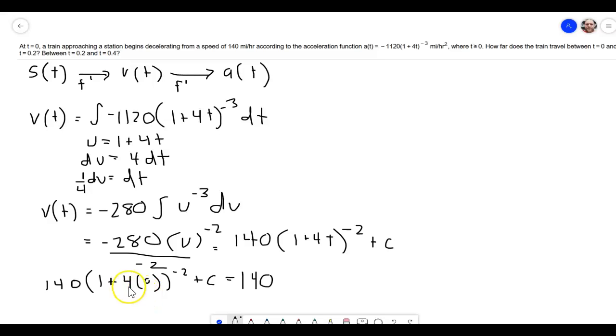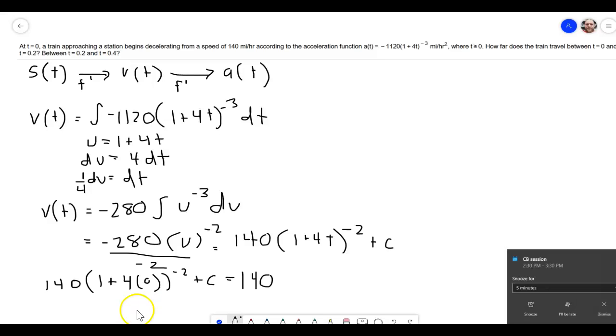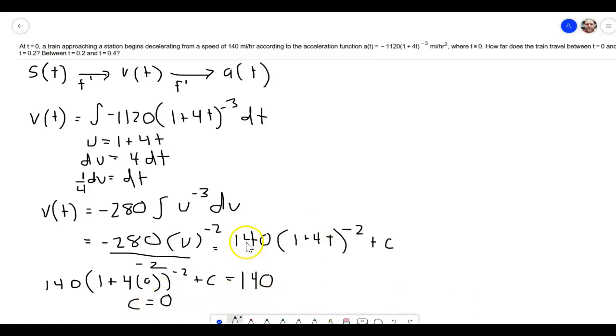And if we can see here, that's going to be 1 over 1 squared, which is just 1, so that's going to be 140 on this side, 140 on that side. We subtract the two 140s, and we end up getting c is equal to 0. So our constant here is equal to 0. That means that our velocity function with respect to t is going to be equal to just 140 times (1 plus 4t) raised to the negative 2.